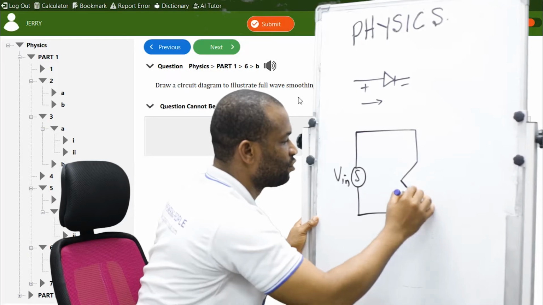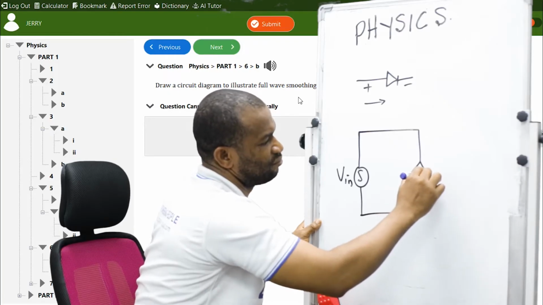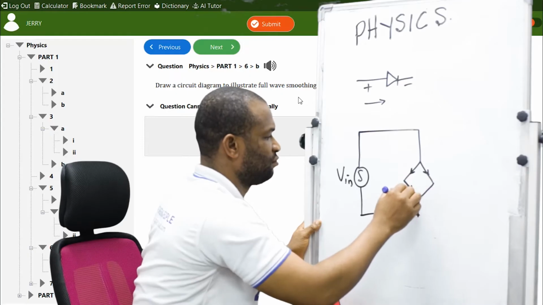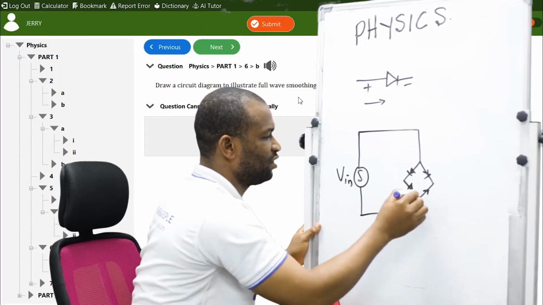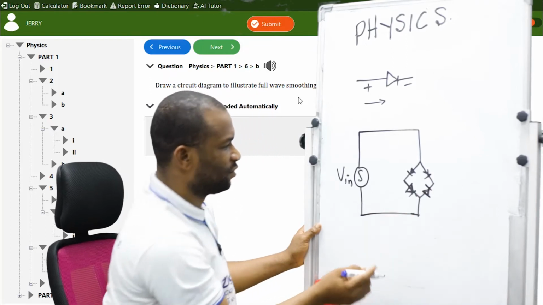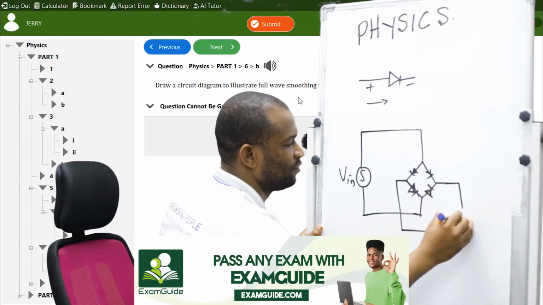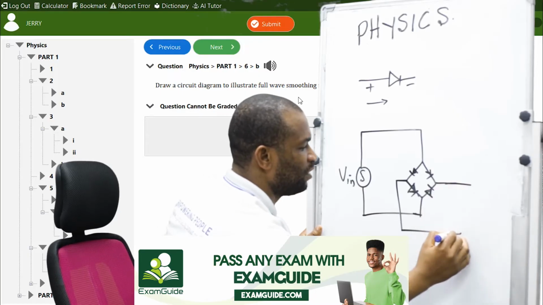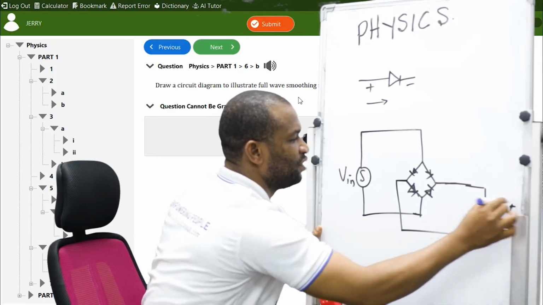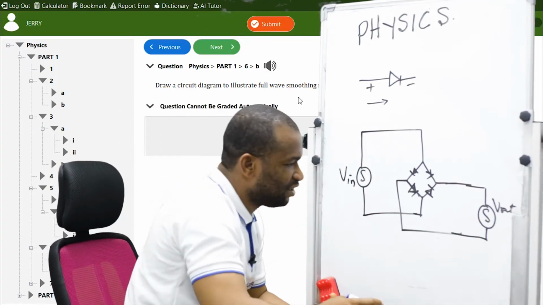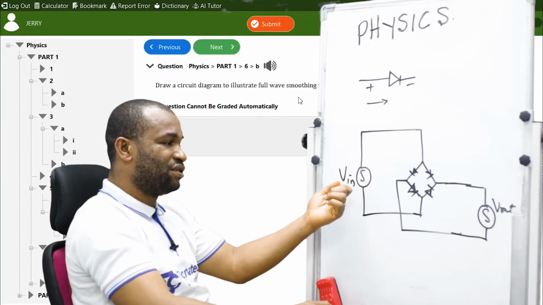So I'm going to connect them in parallel. So this is my diode. My diode is moving in this direction. I'm connecting my diode this way. Then this is going to be my V out, that is the output of the voltage. But this is just a circuit diagram, I mean, for electronics, for semiconductors.